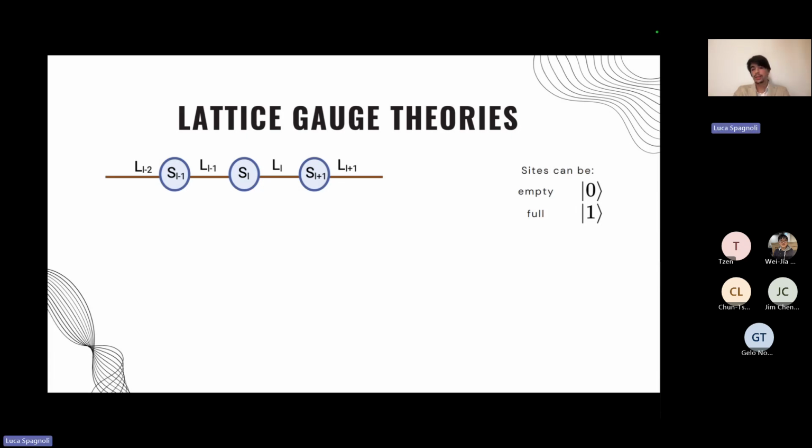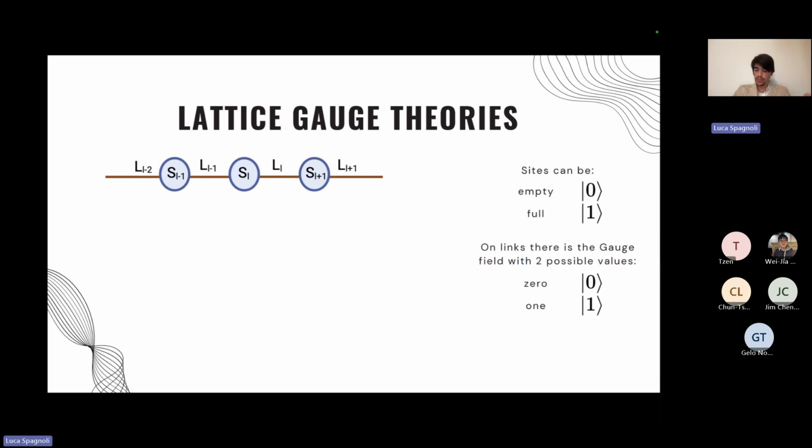Then the electric field, to be represented and simulated on a quantum computer, we need to discretize it also. And the most simple discretization is to say, okay, the electric field can have only two possible values, zero, which means no electric field, or one. And so again, every link can have only two possible values. In this framework, which of course is an approximation, because in the non-approximated theory, the electric field is continuous, so it has infinite values, we have both sites and links that have only two possible states. And this means that we can associate every site and every link to a single qubit to be simulated.